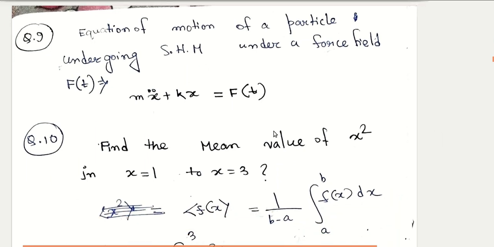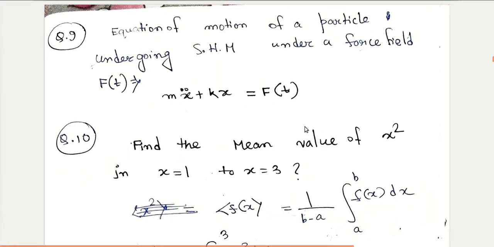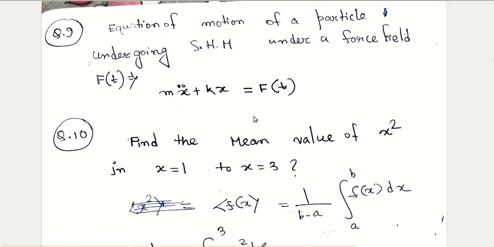Next is basically a particle undergoing forced simple harmonic motion. You need to find the equation of motion, which is basically m x double dot plus k x equal to F(t). So it was given the equation of motion of a particle undergoing simple harmonic motion under a force field F(t). So this is the best possible option there.